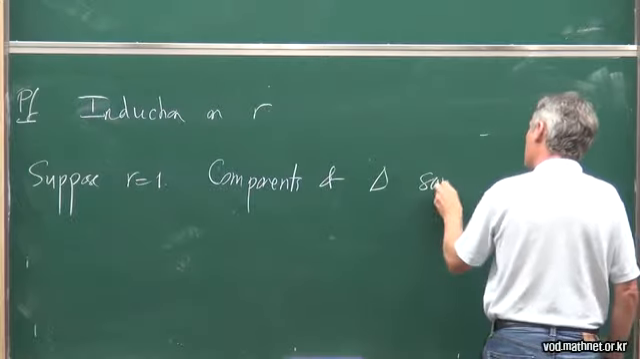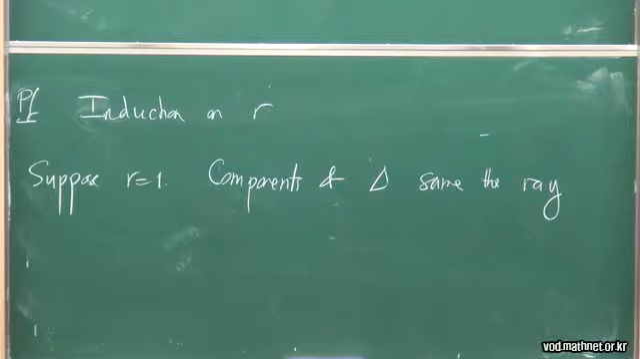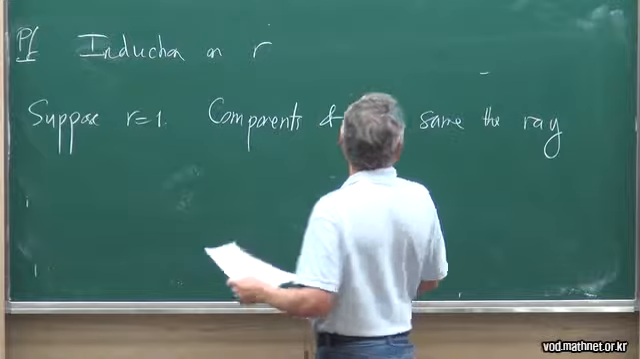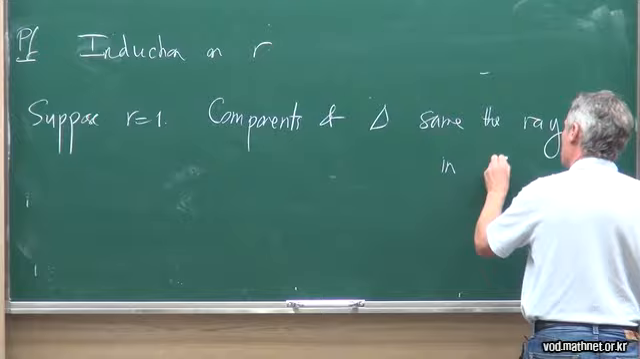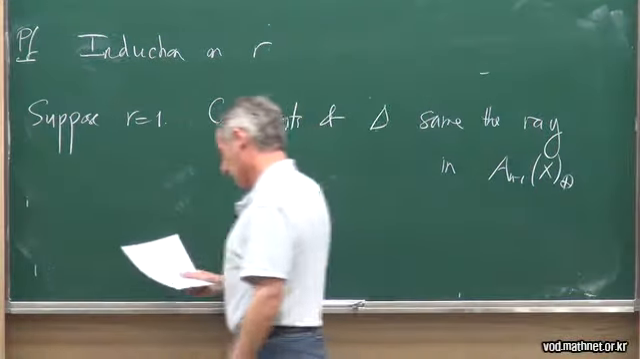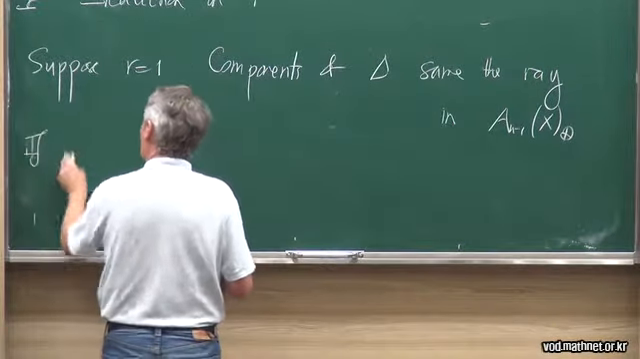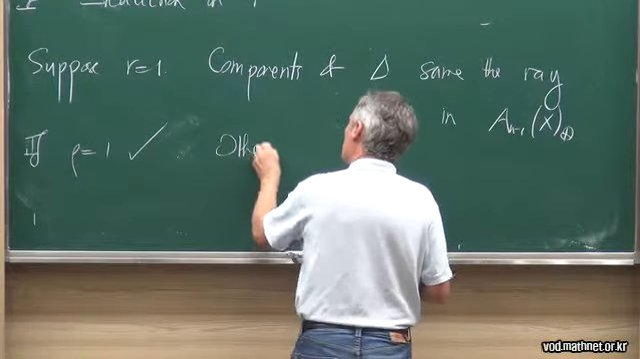Then components of delta span the same ray. Actually, I must confess, there's one thing I don't remember about this argument. It's on my computer, which is back in my hotel room. Yeah. So they span the same ray in N minus 1 Q, let's say, or in the same space. So if rho is equal to 1, then we're done.